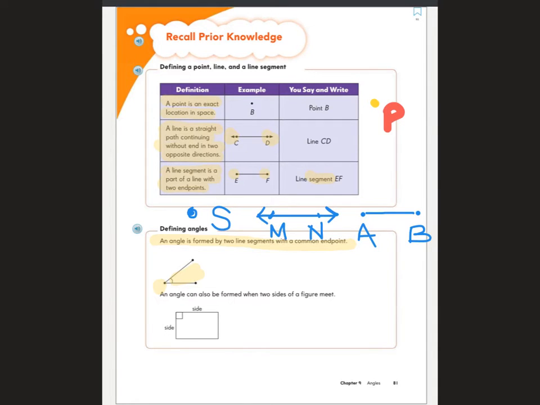You can also form an angle when two sides of a figure meet, like in the corner of a square or rectangle. So you can see that those two lines meet up in a corner and they make an angle in that space in between.